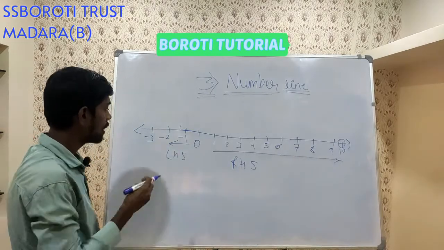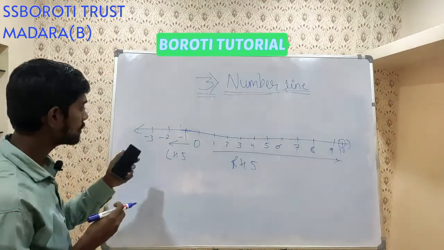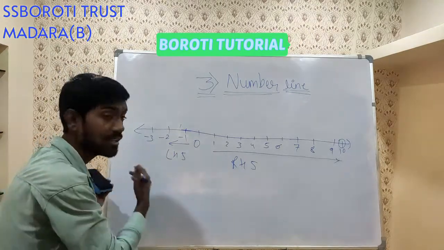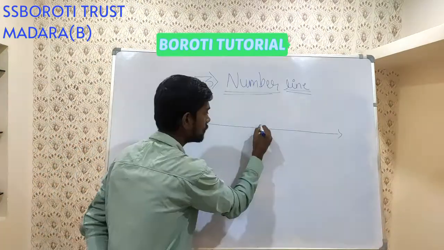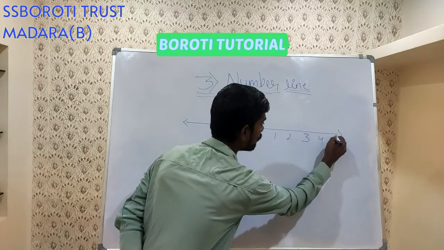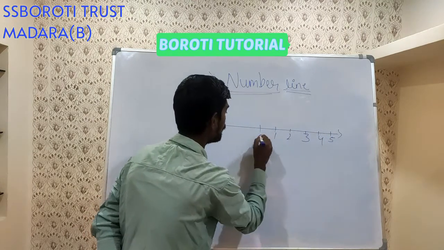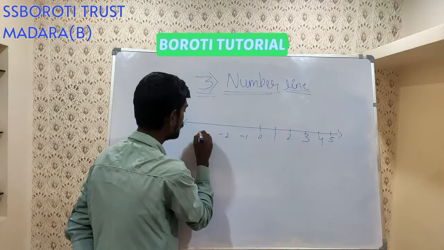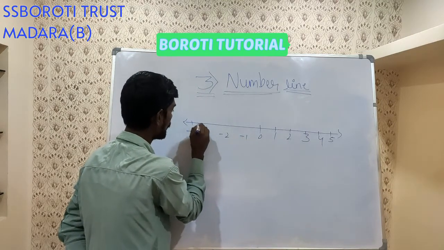Now these -1, -2, -3 are nothing but what? These are the negative numbers which come on the left hand side of the number 0. This is the number 0, 1, 2, 3, 4, 5. Okay, what we'll do, we'll take here -1, -2, -3, -4, and it continuously goes on.